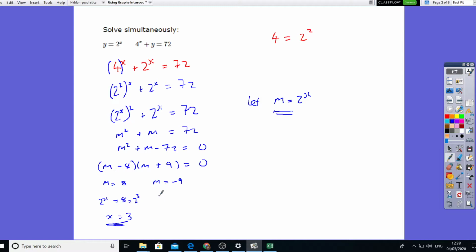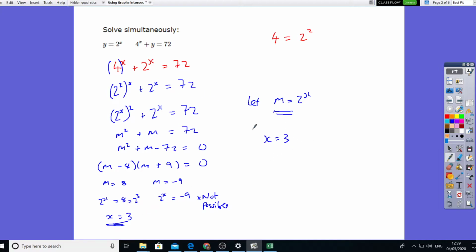And let's have a look at here. 2 to the power x equals minus 9. Now, you won't get anything positive to the power here. Since this is positive, we're not going to get this to be negative, so not possible. So there's only one point where those two are going to intersect, which is when x equals 3.